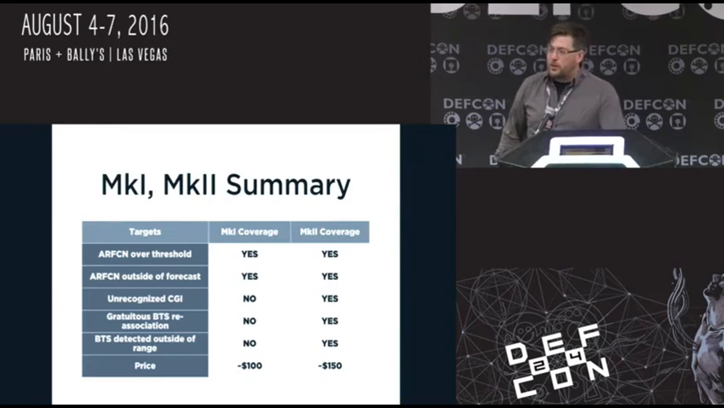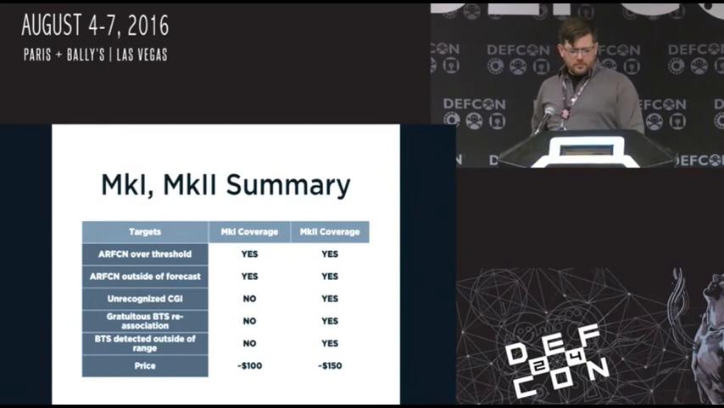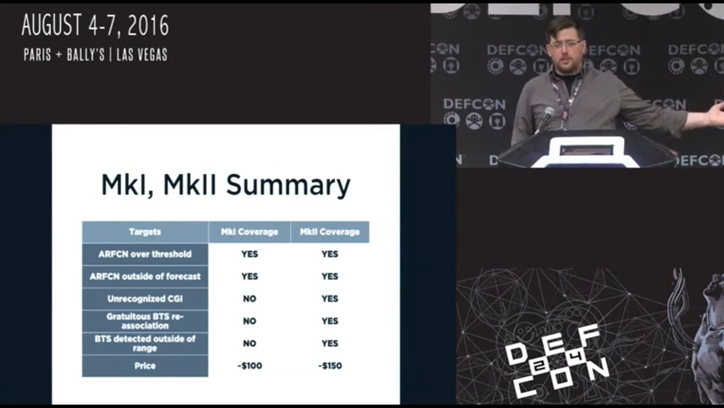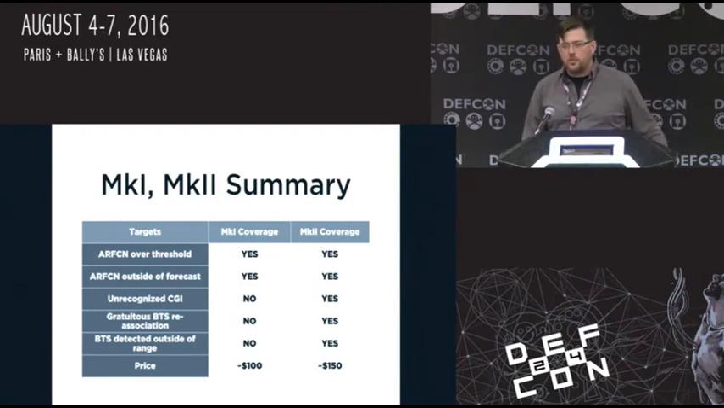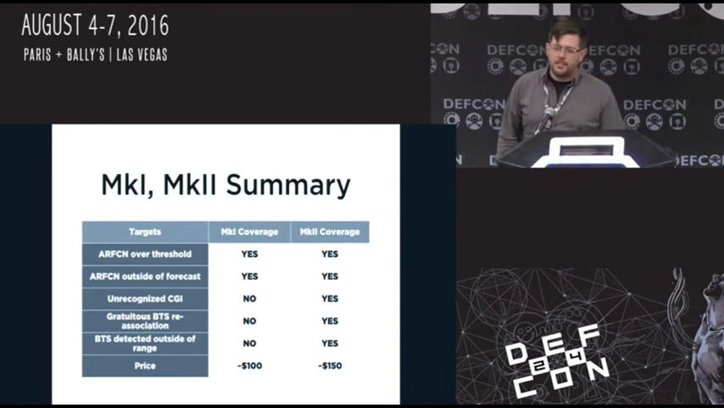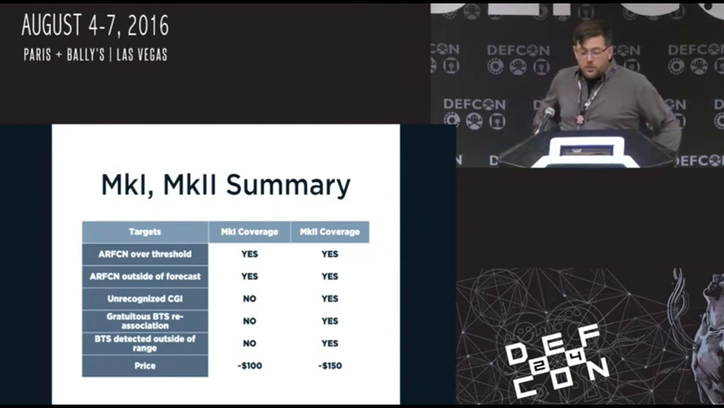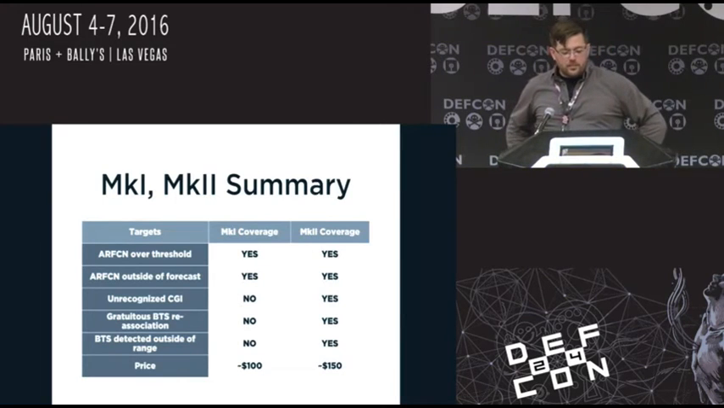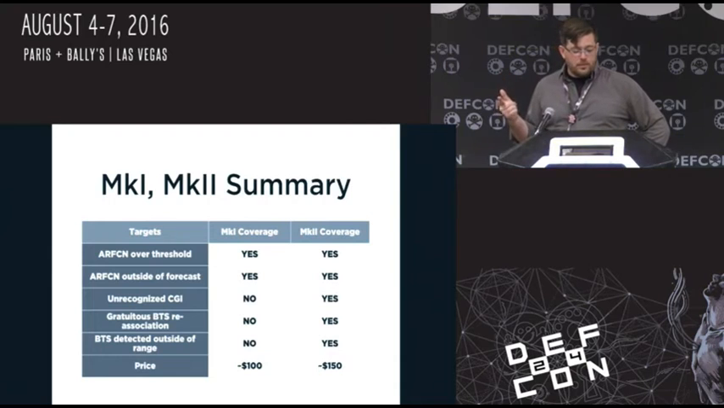All right, so summary of Mark 1 and Mark 2 functionality. Like we discussed earlier, ARFSON over threshold and outside of forecast worked great with the first one. It was just really slow to return results. 7 minutes, you've already told them your stock trading tips, and somebody else has them too. With the Mark II, we hit all of our objectives. ARFSON over threshold and outside of forecast, of course, because we were still using Calibrate. Unrecognized cell global ID, we're able to pick that up. Gratuitous BTS reassociation, able to pick that up as well. BTS detected outside of range, you can do that as well. And the price was $150.